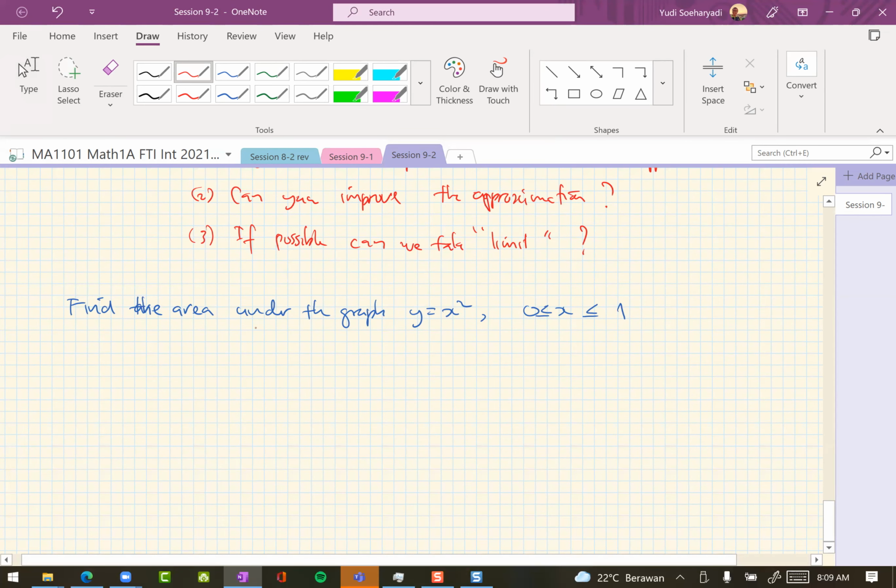The thing here is this is not a regular area, where we can find the area, where a formula for area is available.